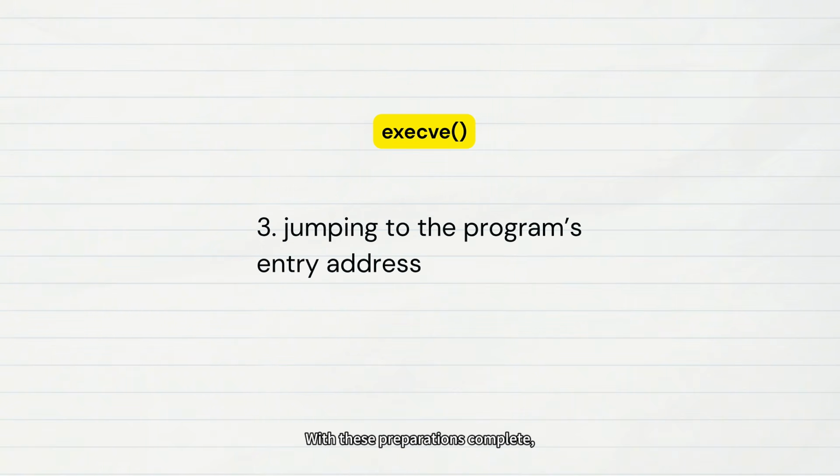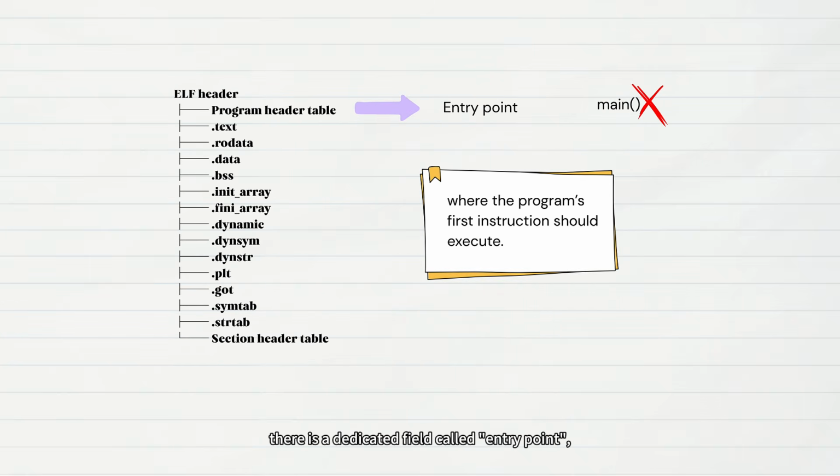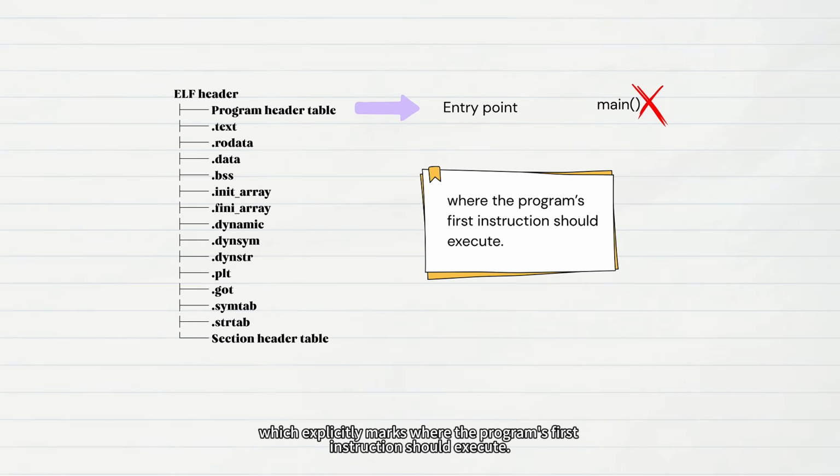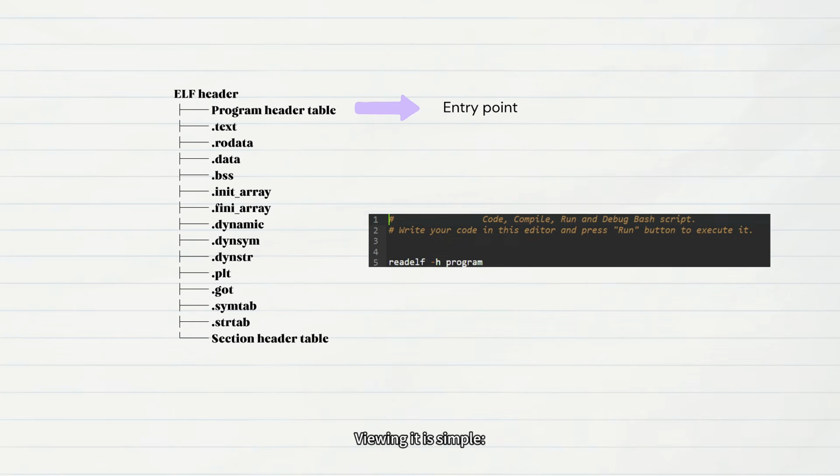With these preparations complete, the OS performs a crucial step, jumping to the program's entry address, but this entry point is not our main function. In the ELF file, there is a dedicated field called entry point, which explicitly marks where the program's first instruction should execute. Viewing it is simple.